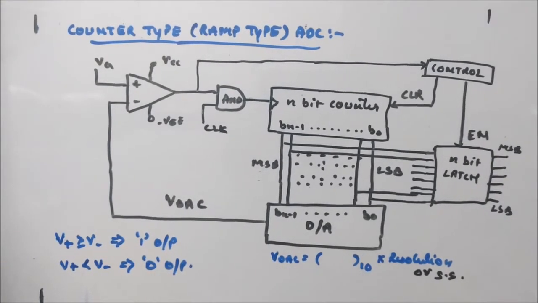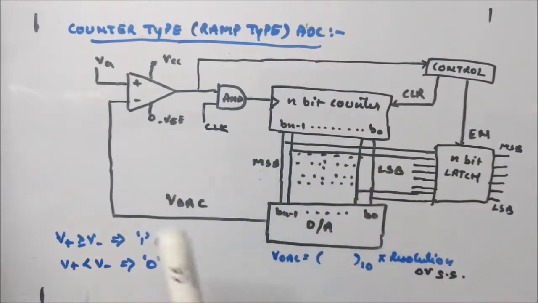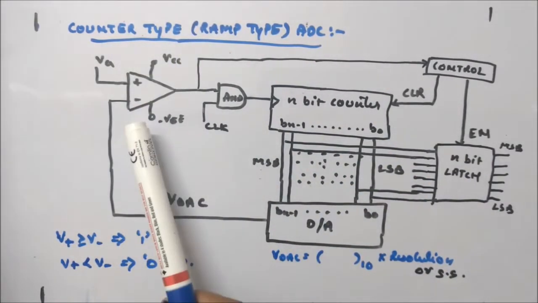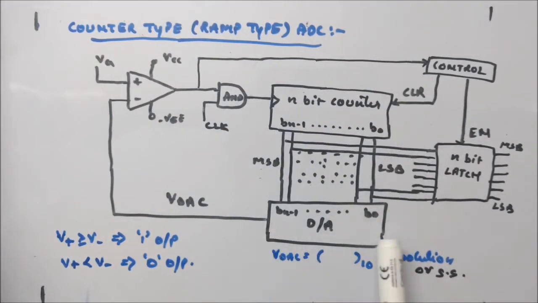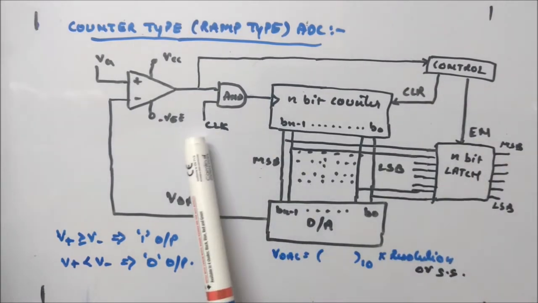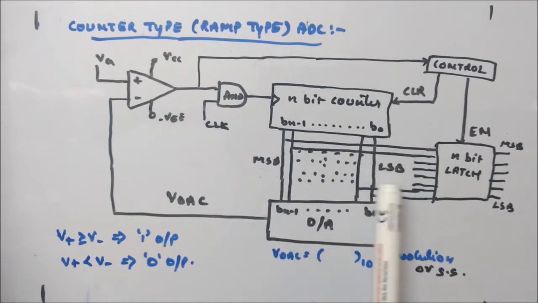Okay, let's see the counter type or RAM type of analog to digital converter. This is the block diagram of the counter type. There is a comparator, AND gate, N bit counter, N bit digital to analog converter, clear signal, enable, clock, and N bit latch. This is your MSB, this is LSB, this is MSB, this is LSB.